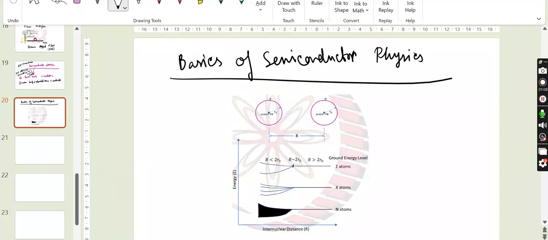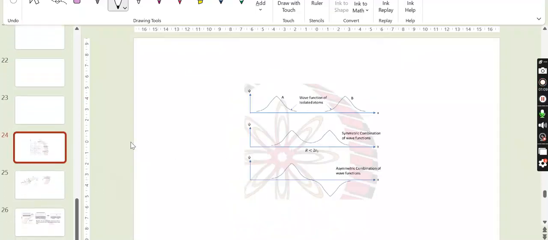However, as r approaches r naught, the wave functions begin to overlap, and each electron orbits around both nuclei. So for two atoms there are two wave functions overlapping, for four atoms there are four, and for n atoms the overlapping will be like that. So they clearly form a band, and the wave function can be written as a combination of the wave functions of the isolated atoms with both the same and opposite sign. The situation is represented like this.